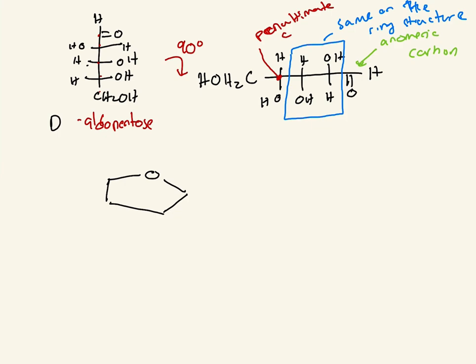The first position on the ring, we either have an OH going up or down, and we'll talk about what that means. There's no way that you would be able to predict this beforehand. It would be something that has to be given to you. And this carbon in the ring is the anomeric carbon. This carbon in the ring is the penultimate carbon.